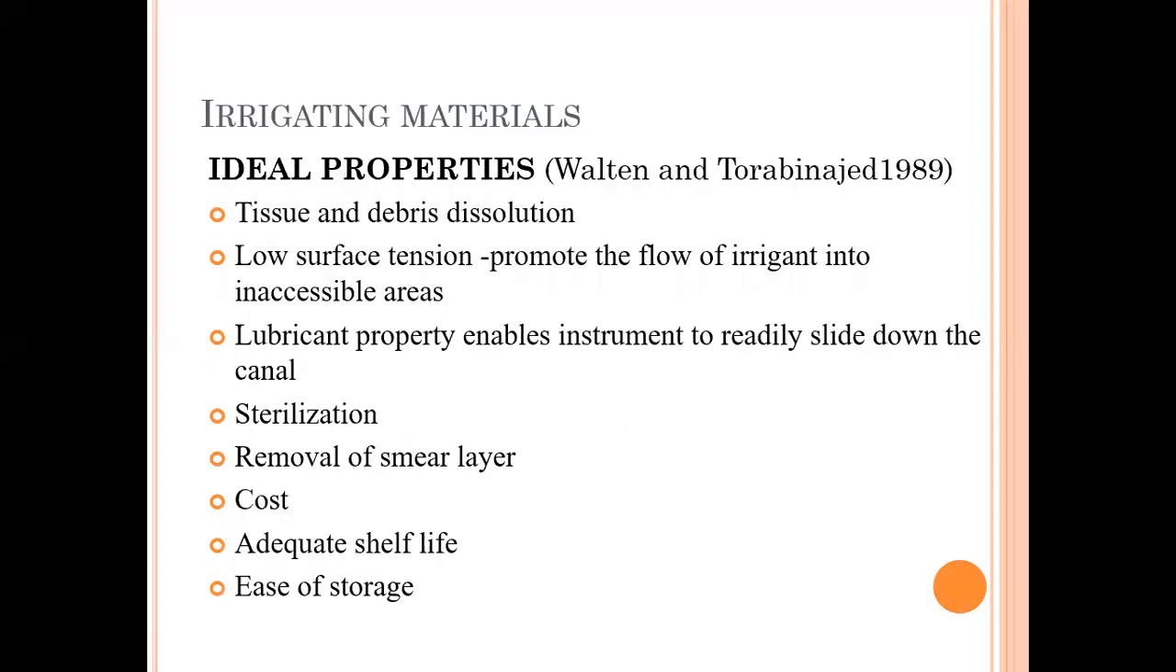Going on to the irrigating materials, they form a major chunk of biomechanical preparation because they are responsible for removing the pulpal tissue in the areas where the files cannot go. The other properties of irrigating materials include tissue and debris dissolution, and low surface tension to promote the flow of irrigant into the inaccessible areas. Lubricant property enables the instrument to readily slide down the canal. They should provide sterilization and removal of smear layer, be less costly or cost effective, have adequate shelf life, and be easy to store.